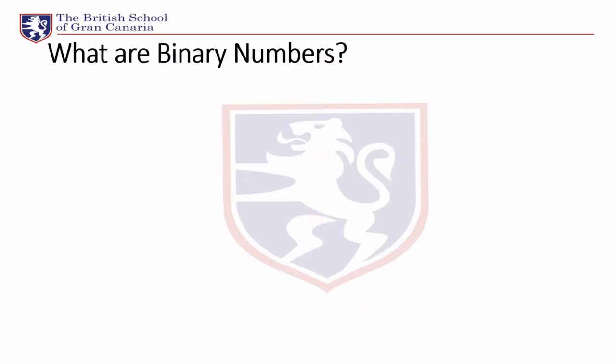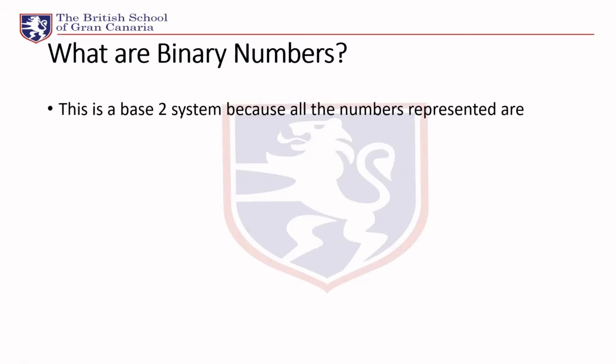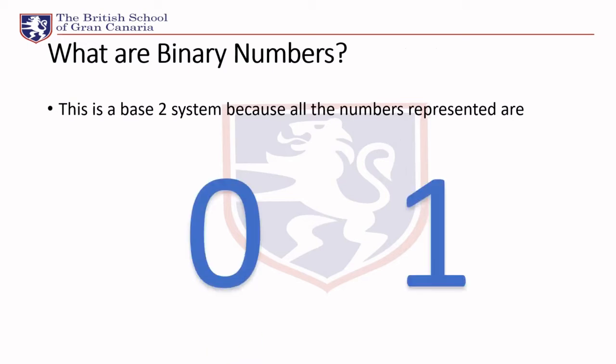Now, what are binary numbers? These are base 2 systems because all the numbers represented are 0 and 1. A computer only knows two things, it knows 0 and 1, and then what the computer does is make sense of those zeros and ones. But remember something: a computer only knows what a human tells it, because they were invented by humans in the first place.